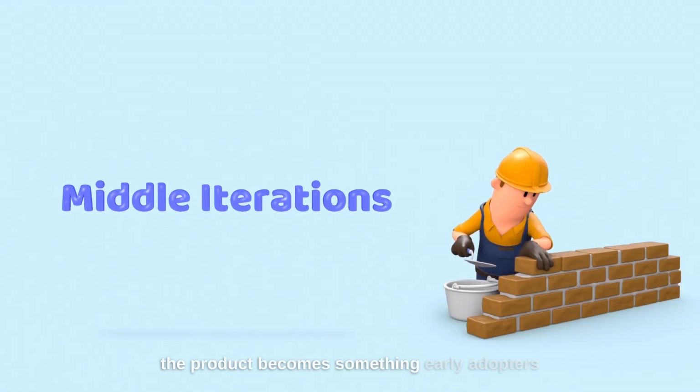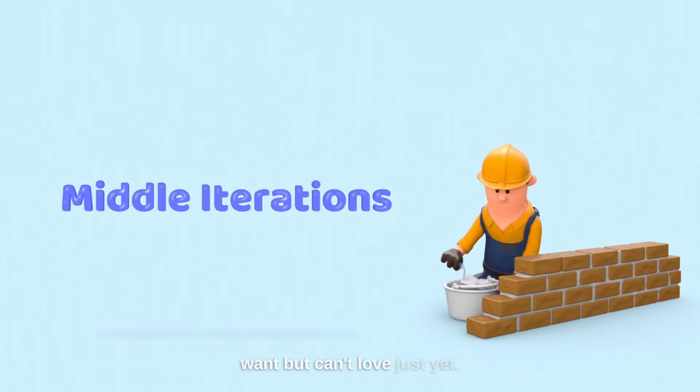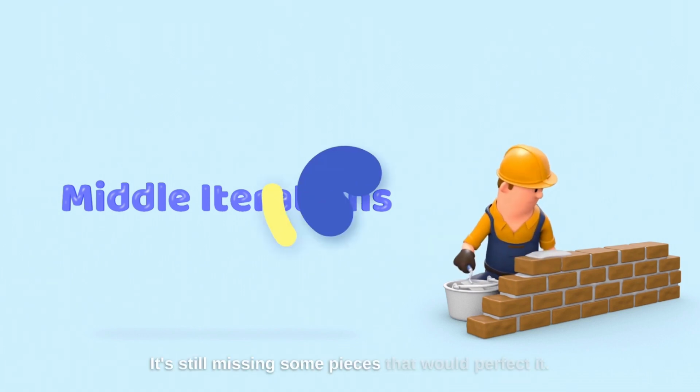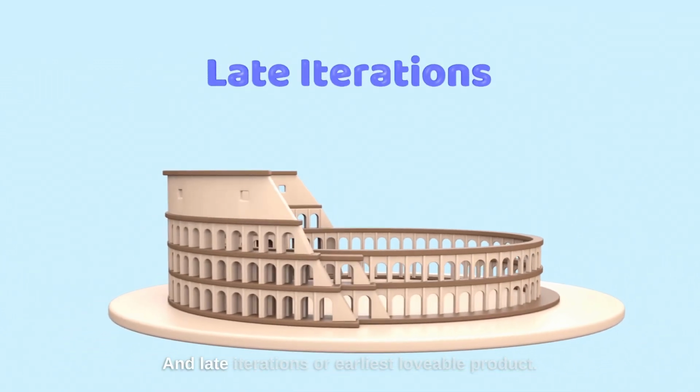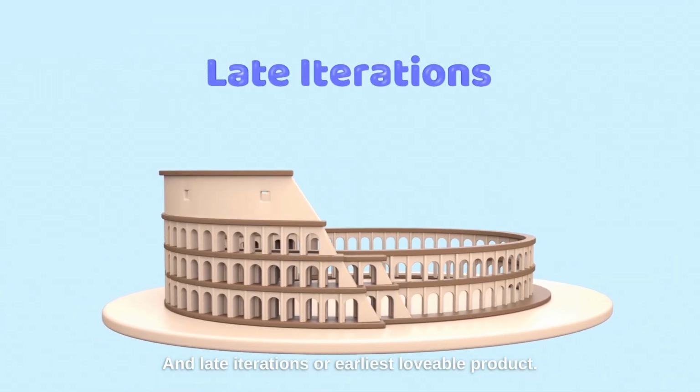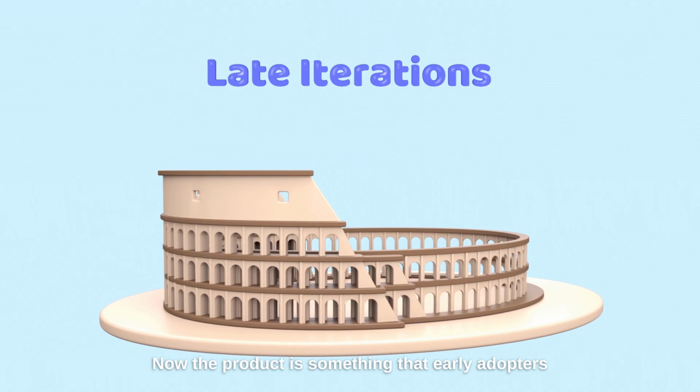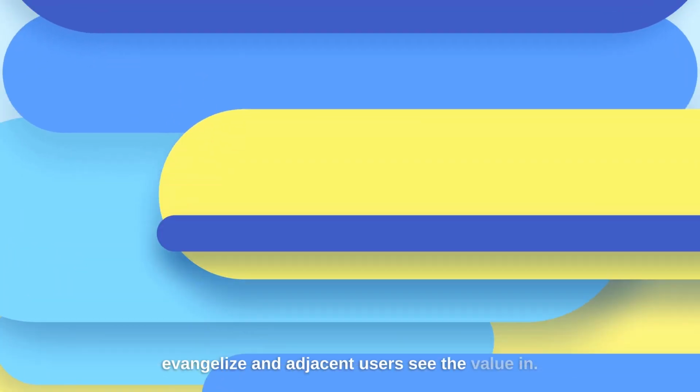The product becomes something early adopters want, but can't love just yet. It's still missing some pieces that would perfect it. And late iterations, or earliest lovable product. Now the product is something that early adopters evangelize, and adjacent users see the value in.